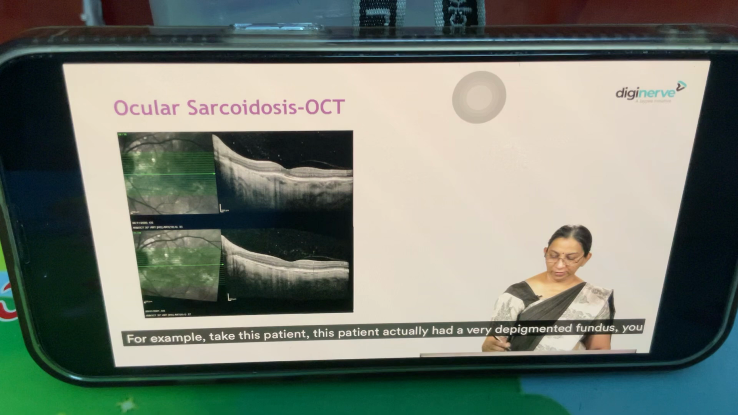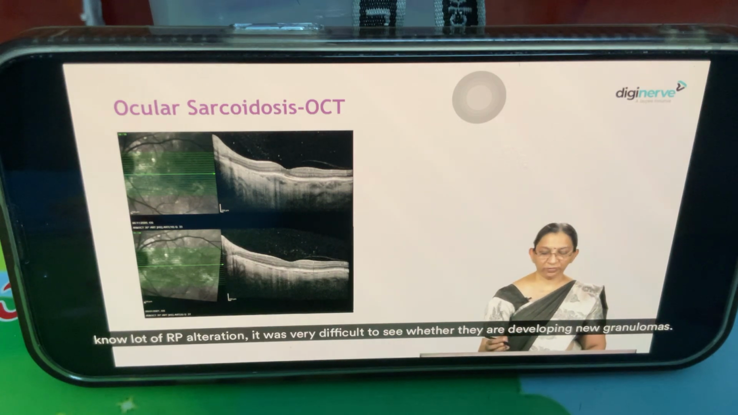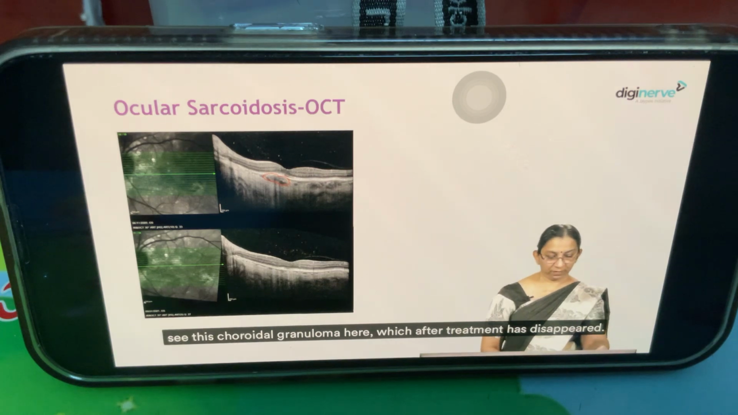For example, take this patient. This patient actually had a very depigmented fundus, a lot of RPE alteration. It was very difficult to see whether they are developing new granulomas. And when she presented with sudden onset of blurred vision, and we did an OCT, you could see this choroidal granuloma here, which after treatment has disappeared.